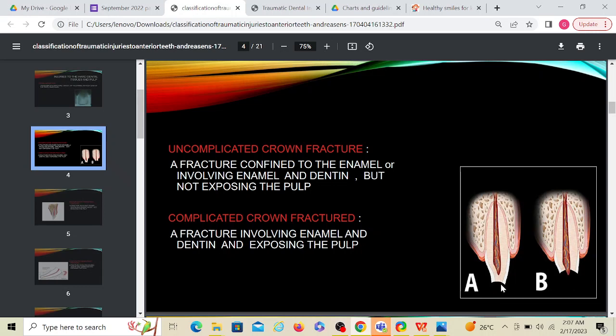So this picture A is an uncomplicated crown fracture, the enamel and dentine fracture. What you do is you either cover with a GIC or after GIC you put a composite. Doesn't matter if the root is complete or not complete. You just do the simple thing. Half an hour the case is finished and you go.